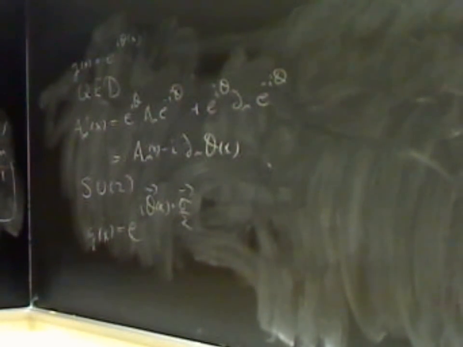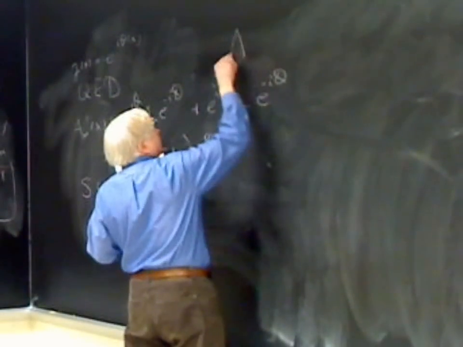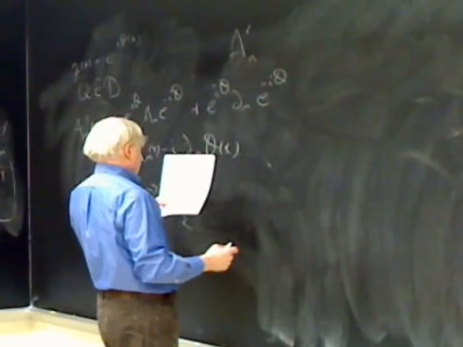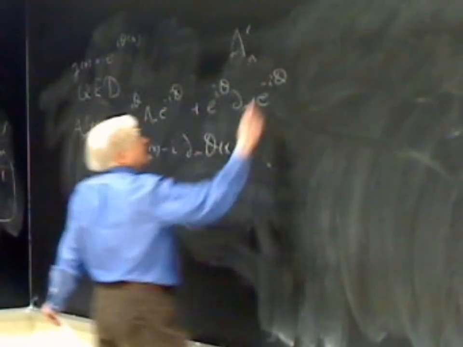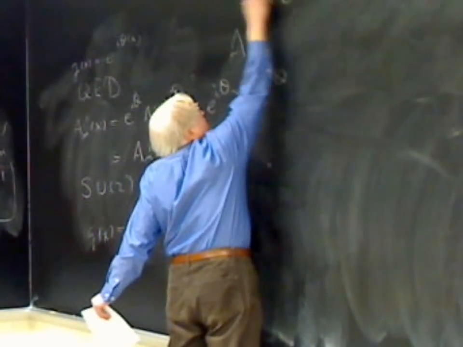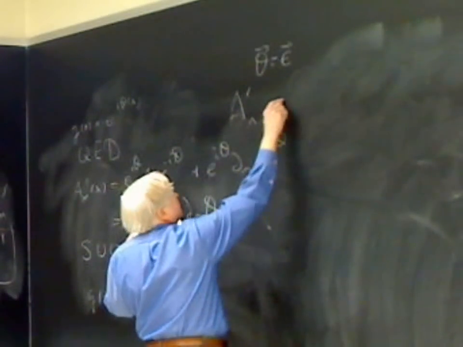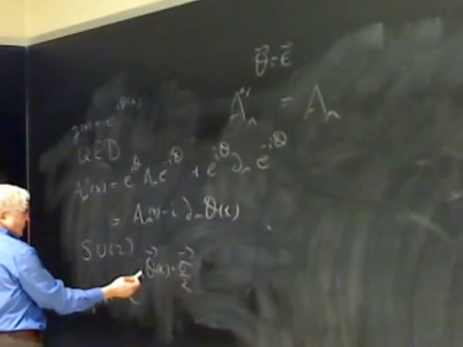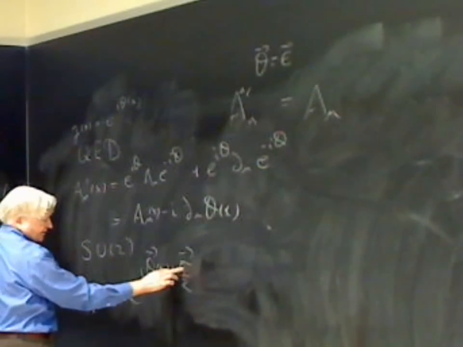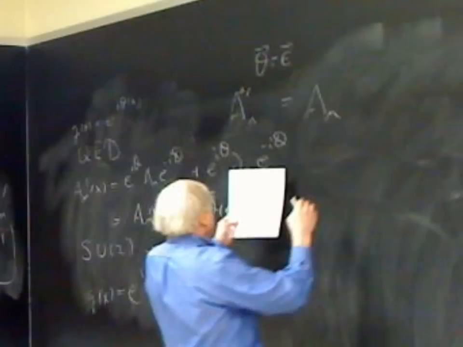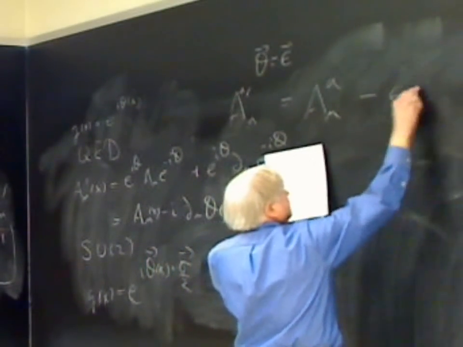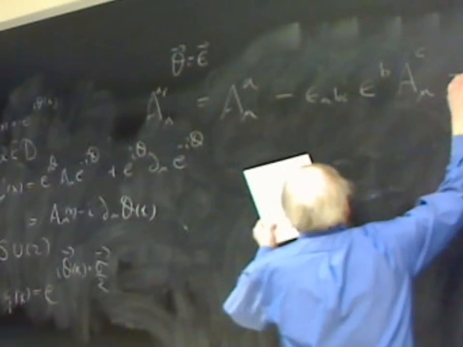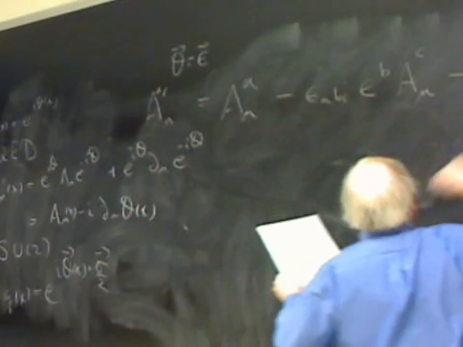Let me just say what an infinitesimal transformation is. If theta is very small, that is to say, if we say theta equals an infinitesimal vector, epsilon, then it turns out that you need three A's, one for each of the generators, sigma. And this is minus epsilon ABC, epsilon BAC, mu minus I, D mu epsilon A.